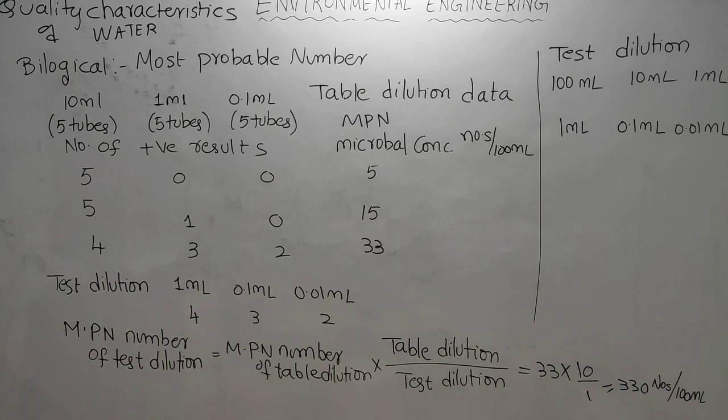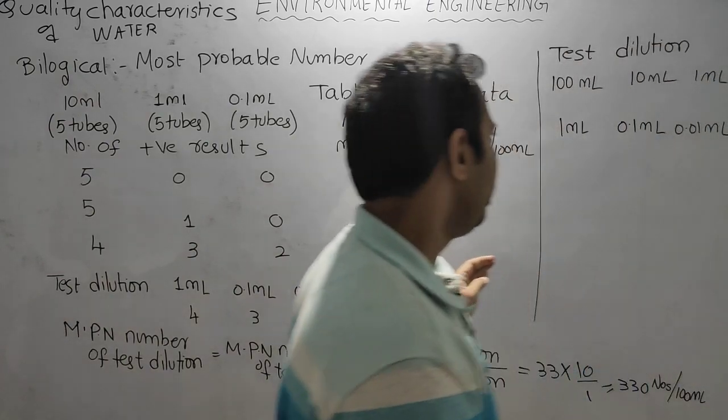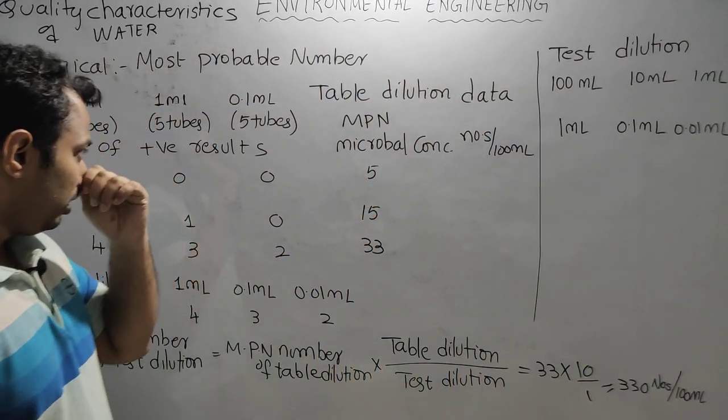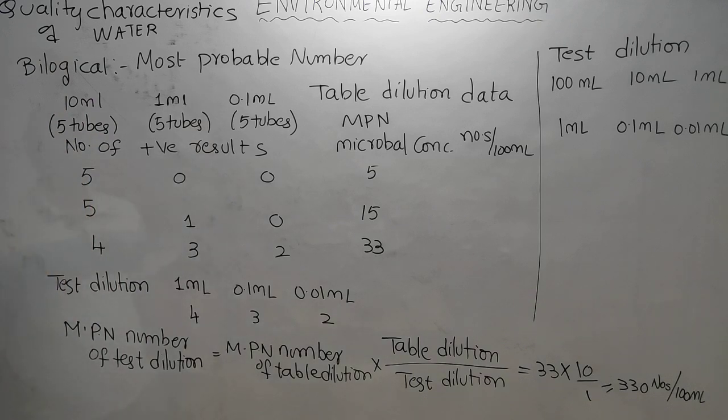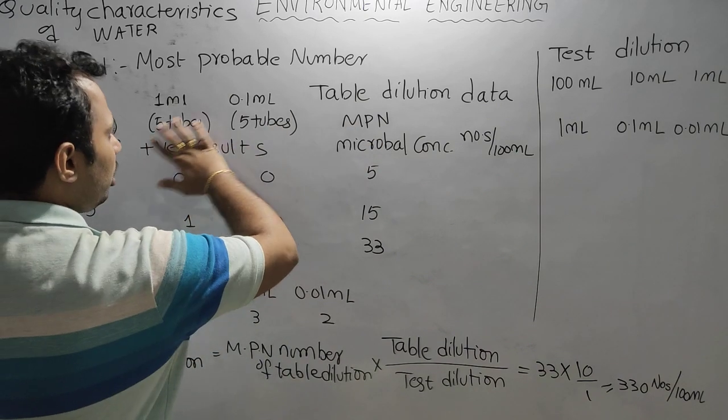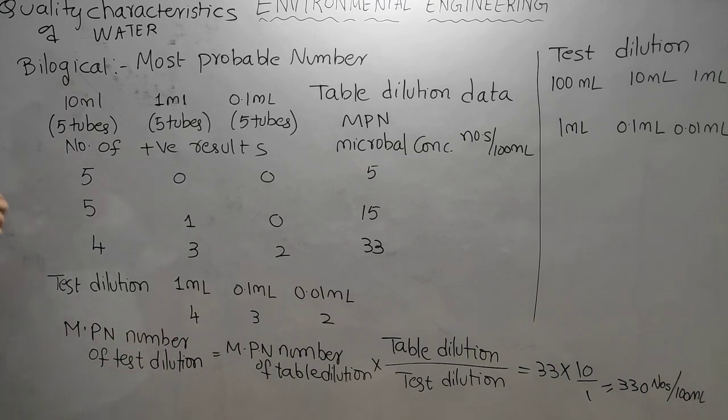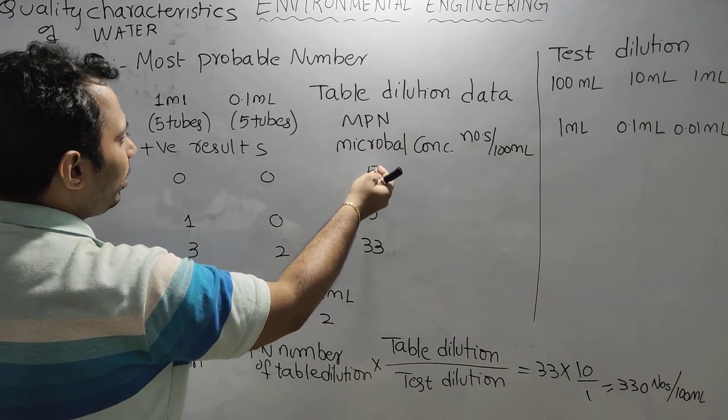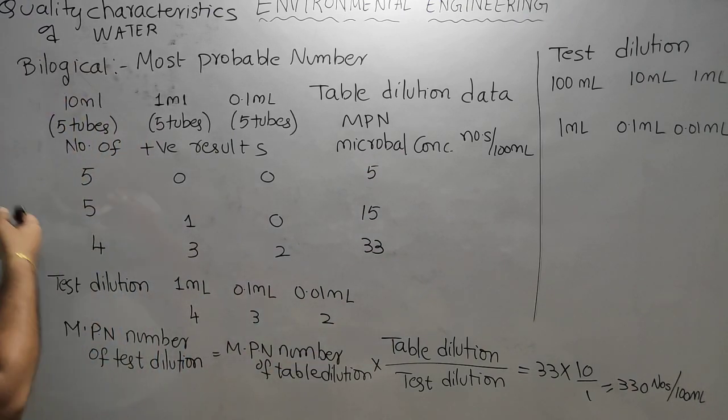Okay. So generally we give the result as the most probable number. The most probable number is nothing but a lot of laborious work to prepare the MPN chart. For preparation of the MPN chart, we need to take different numbers of tubes with different positive results, and check what the microbial concentration is, the MPN, most probable number, using statistical procedures.